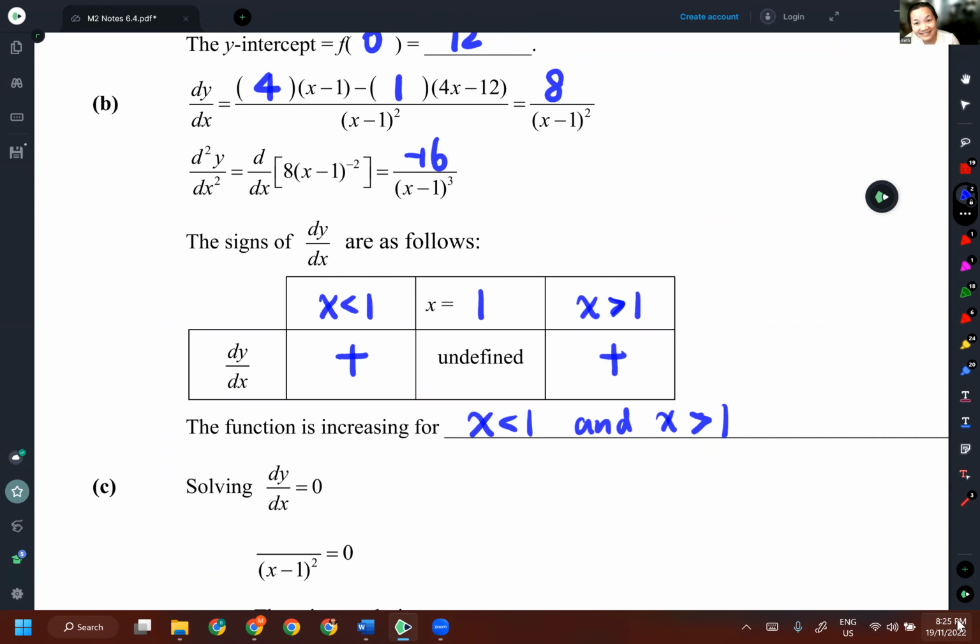Later on, I will tell you why. You must say, on this half, it's increasing. On this half, it's increasing. You cannot say everything except. We will tell you why later.